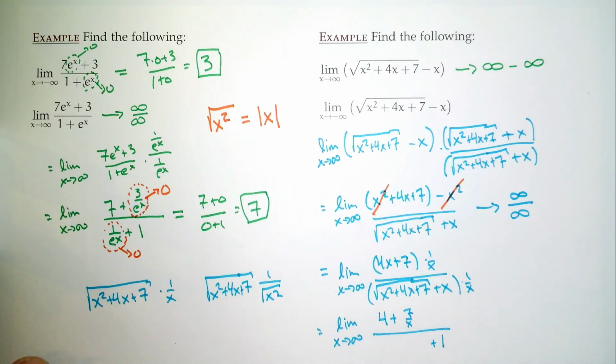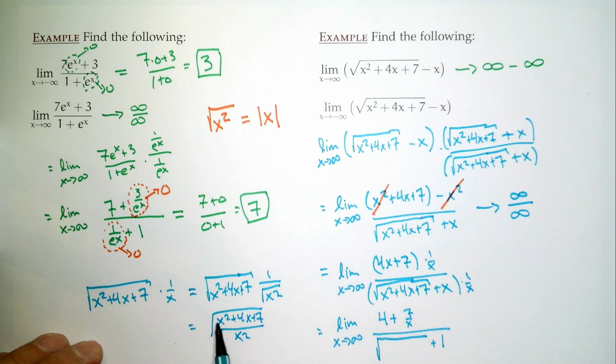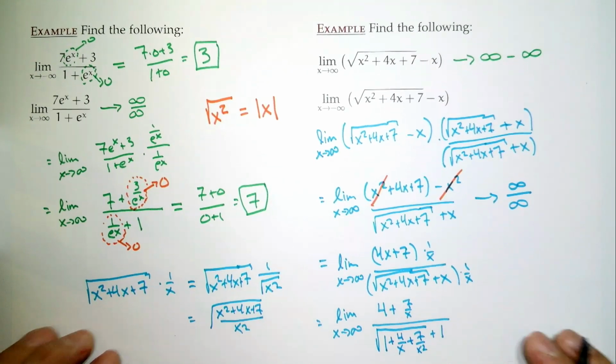All right. So, good. So this becomes really a single square root. X squared plus 4x plus 7 over x squared. Or I can write it here. X squared over x squared, 1. 4x over x squared, 4 over x. And 7 over x squared.